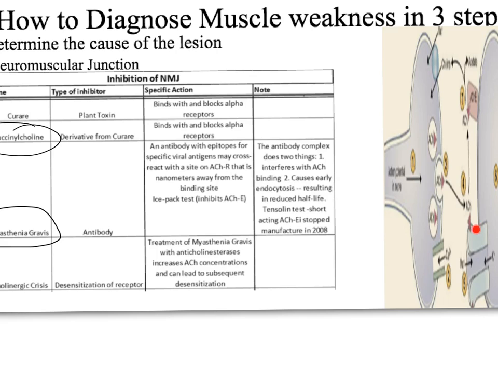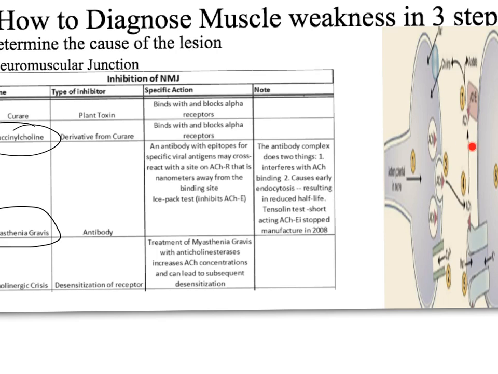So nanometers away from where acetylcholine is supposed to bind, you'll have an antibody binding. So it doesn't completely stop acetylcholine from binding, but it inhibits it extremely. And the other thing that it does is it will cause the increased endocytosis of those receptors, so the half-life of the receptor is decreased.